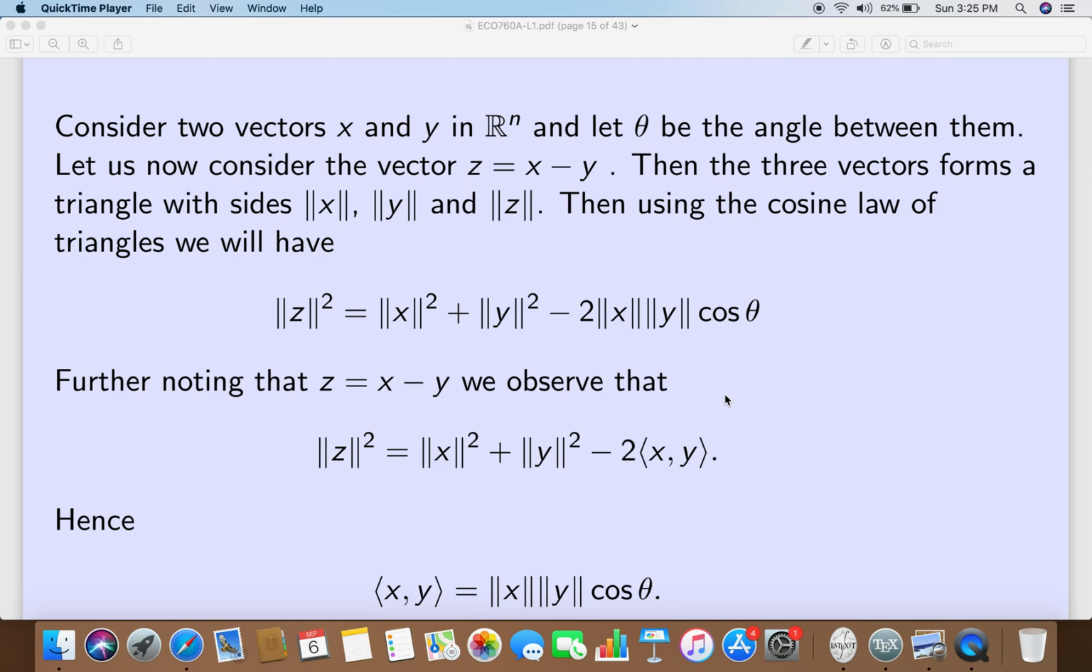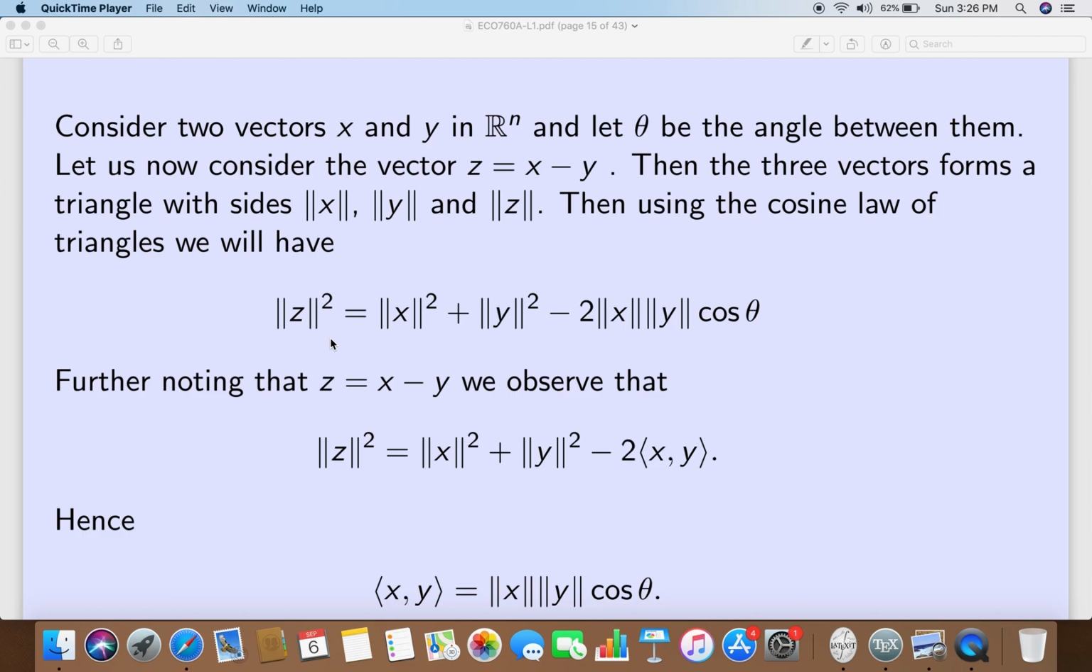Now, once you have a triangle with sides of length norm x, norm y and norm z, then by using the cosine law for triangles, which is a well-known fact you study in geometry or trigonometry, norm z square, because the side opposite to the angle theta is z, that is x minus y, is equal to norm x square plus norm y square minus 2 norm x norm y cos theta. But z equals x minus y.